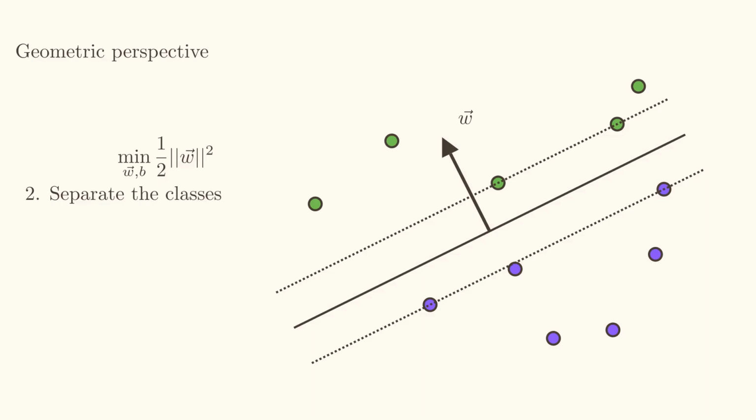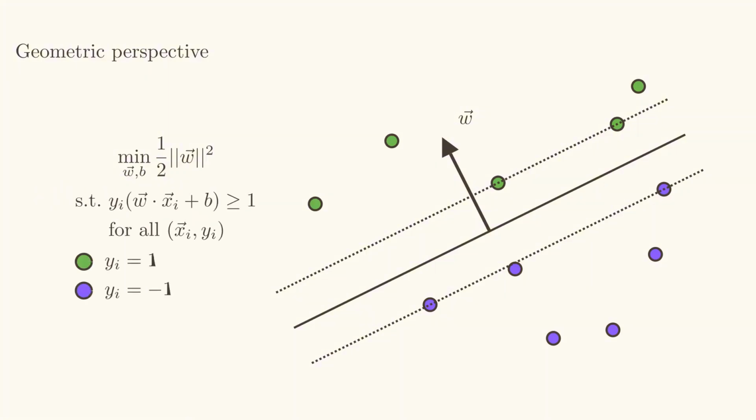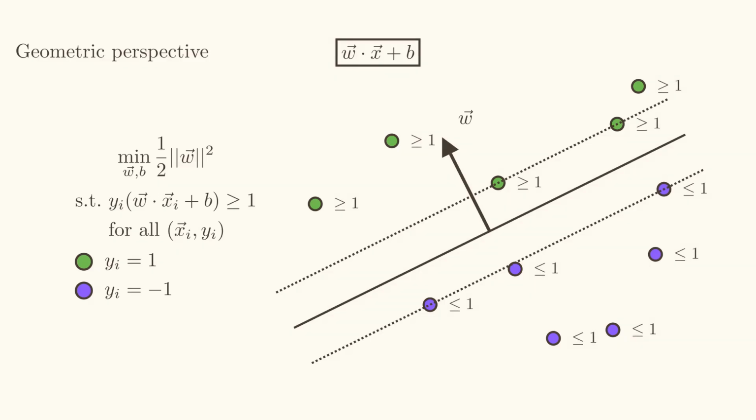We can put this constraint into mathematical terms using this inequality. Note that the yi denote the correct class labels of the training samples. If you plug the label values into the inequality, you see the constraint requires w times x plus b to yield a value greater or equal to 1 for the training samples of the green class, and a value less or equal to -1 for the purple class members. In other words, the constraint requires that all training samples must be classified correctly and located outside of the margin zone.